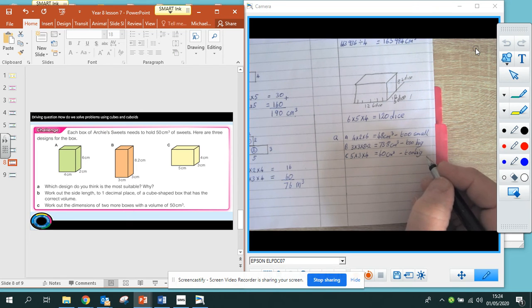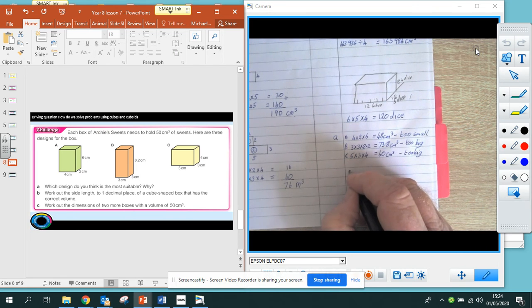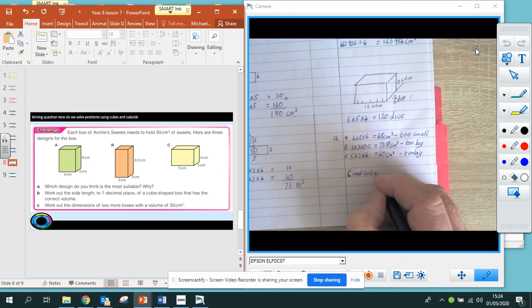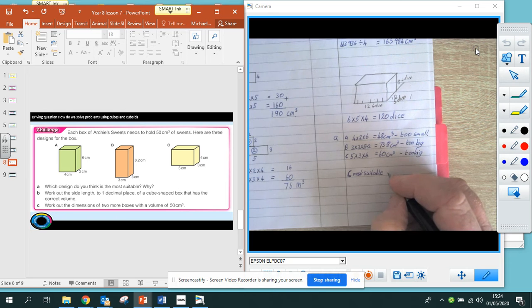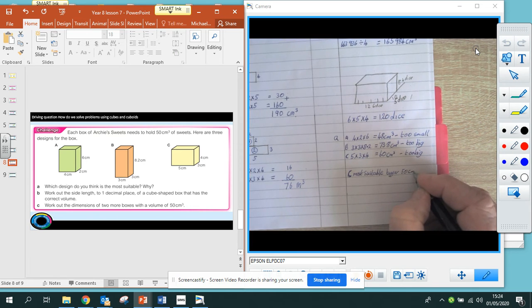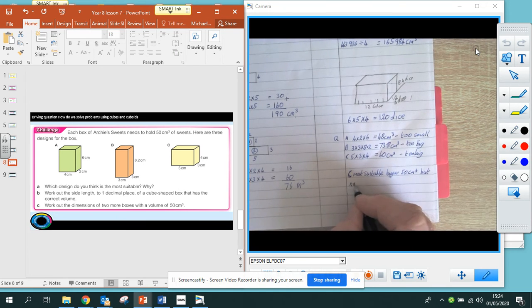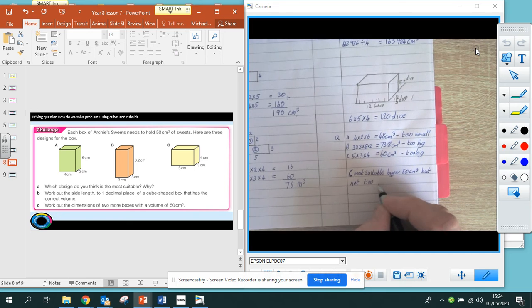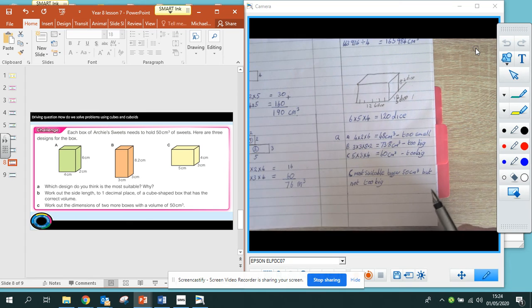So it says, which one is the most suitable? I would say C is most suitable, because it is bigger than 50 cubic centimeters, but not too big. There's not as much wasted space in C as there would be in B.